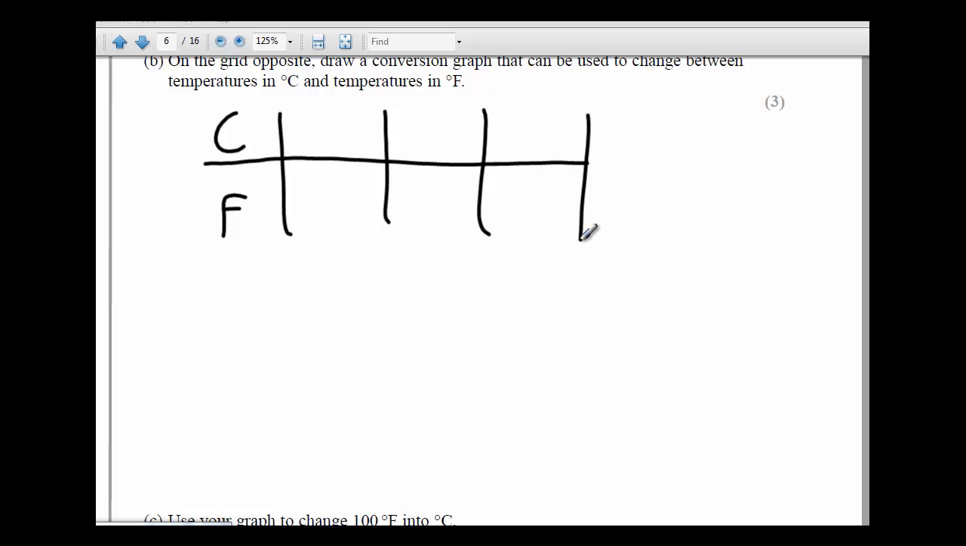Now I already know that 20 degrees centigrade works out as 68 degrees Fahrenheit. So that's one pair of values for my table. We then need to pick a couple of other easy to use points. I'm also going to take the temperature when it's 0 degrees centigrade and 10 degrees centigrade.